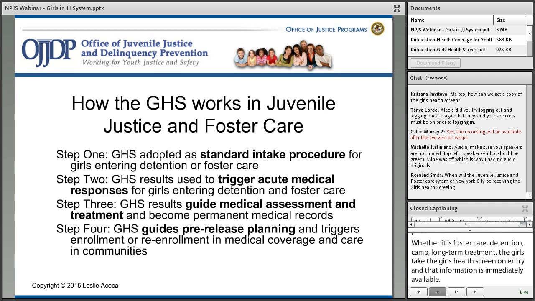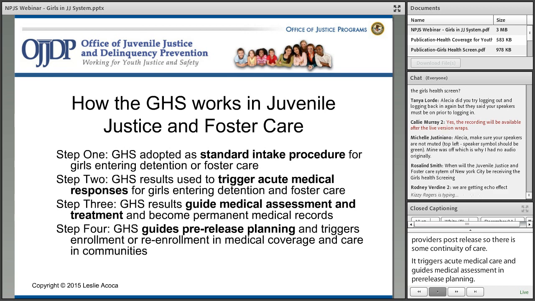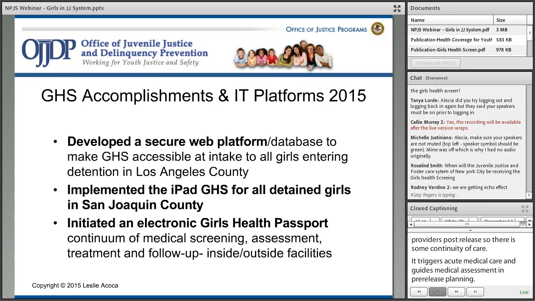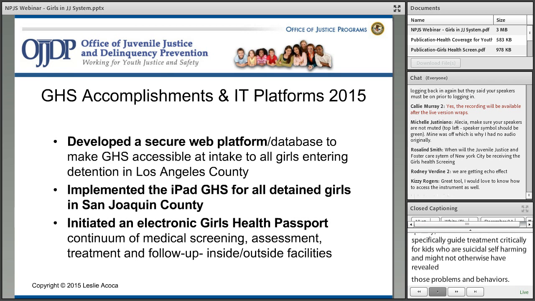It triggers, as I said, acute medical care and guides medical assessment and pre-release planning. It's been amazing to see how when a girl moves through detention, through camps, through longer-term treatment, or comes out more quickly than that, the Girls' Health Screen can specifically guide treatment, particularly for kids who are suicidal, self-harming, and might not otherwise have revealed those problems and behaviors. I think the hardest thing that we've done is to turn this paper pencil questionnaire into secure web-based and iPad platforms.